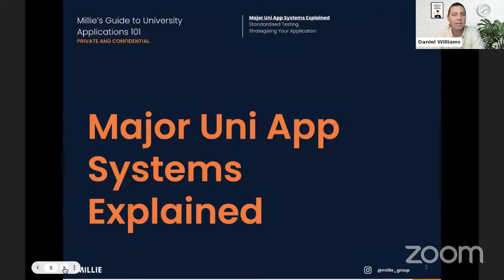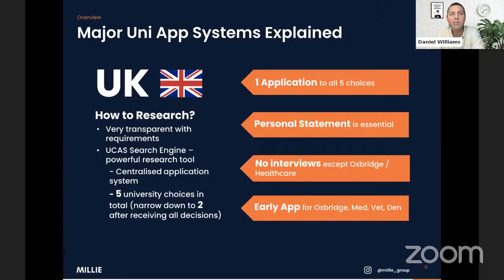So yes, let's start with the first, the most straightforward, which is the UK. Applying to the UK is relatively simple, actually. They make it very, very easy. The requirements to apply are very transparent, meaning that if you go on to the UCAS portal, the application center through which you apply to all the universities in the UK, it's very clear as to what the entry requirements are for each university.